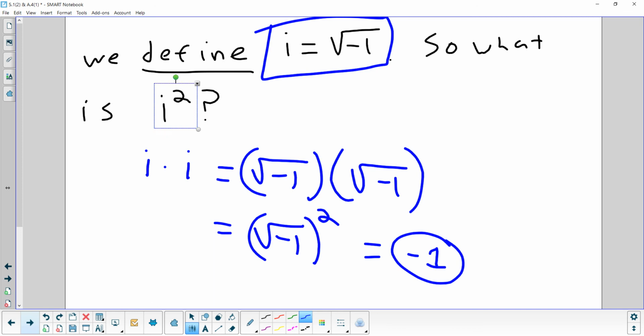So the idea that you could take an imaginary number and multiply it by itself and end up with something that's not imaginary, where the i is just gone, we're going to use that idea tomorrow in order to get rid of i's where we don't want them. Okay, we'll pick up with that tomorrow.